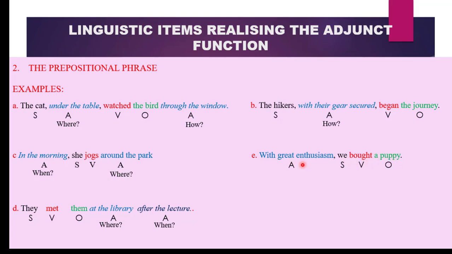With great enthusiasm gives us information about how we carried out the action. Therefore, it becomes an adjunct. We, our subject, bought our verb, a puppy suffers from the bought, so it becomes our object. So prepositional phrases can function as adjuncts when they provide us information about where, how, when an action occurs.